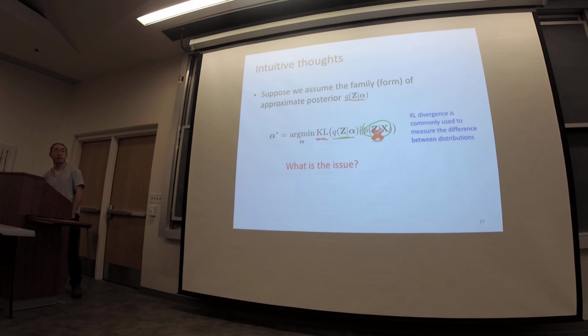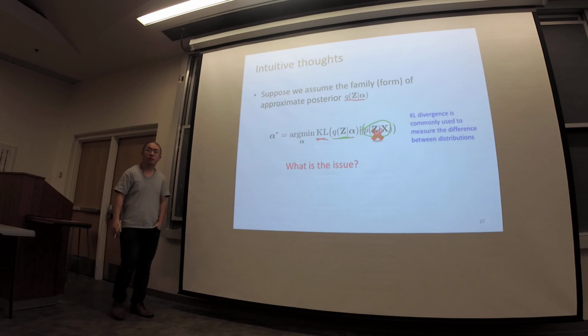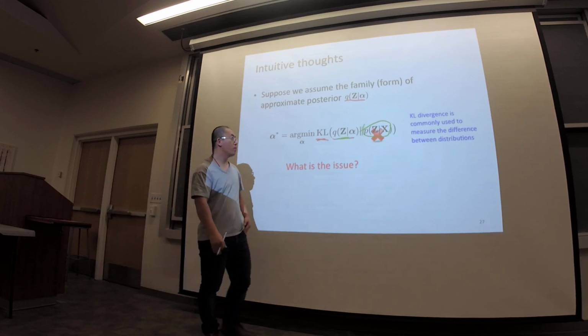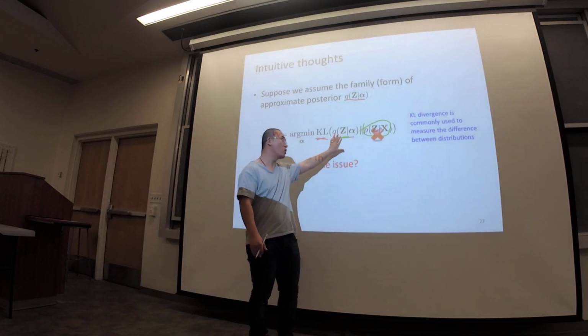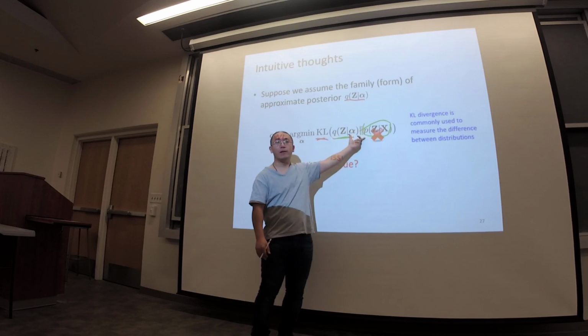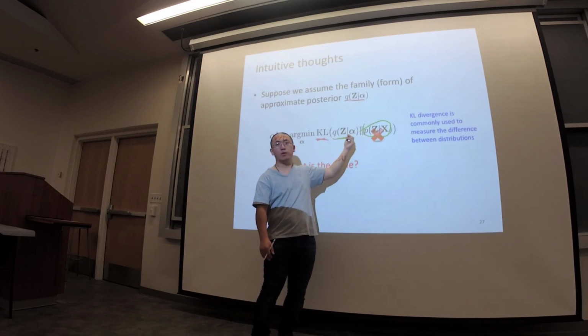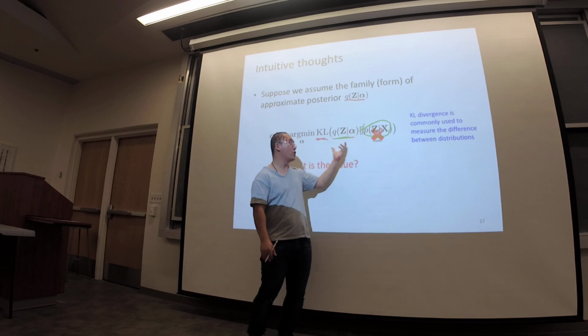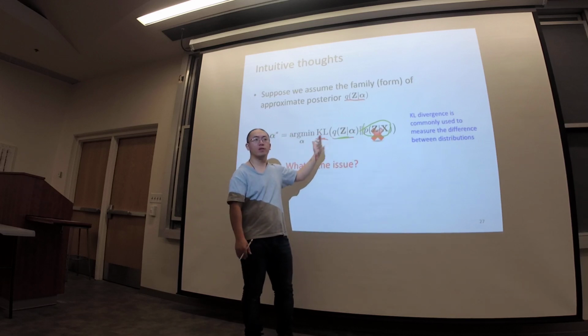Intuitively, this is rational. I want to find some distribution which is closest to the true posterior, and to measure the distance, or the closeness, I use KL divergence. Although KL divergence is not a rigorous distance metric.